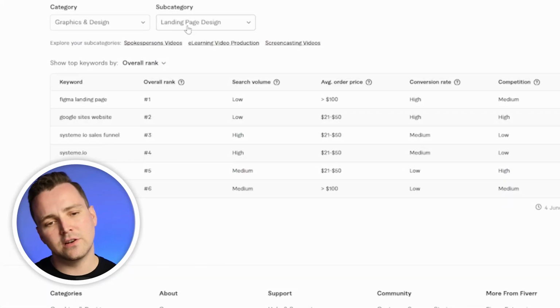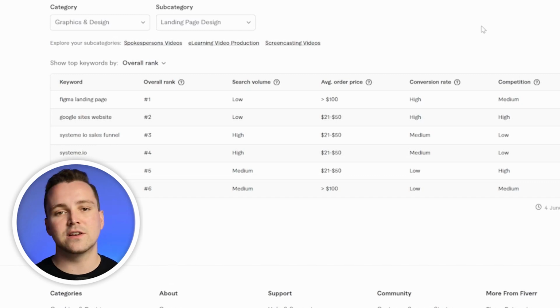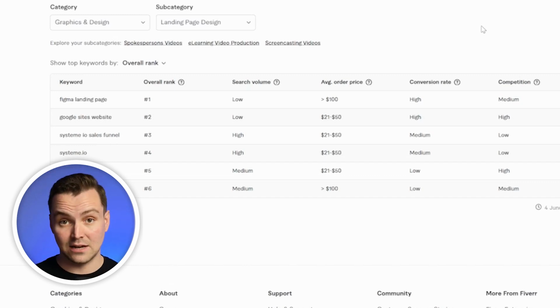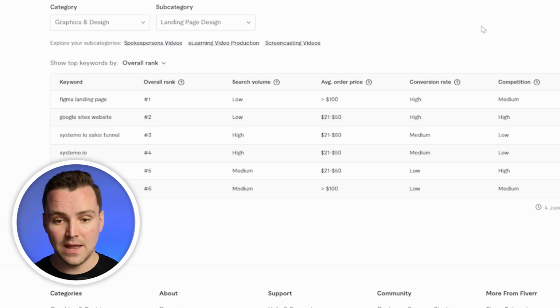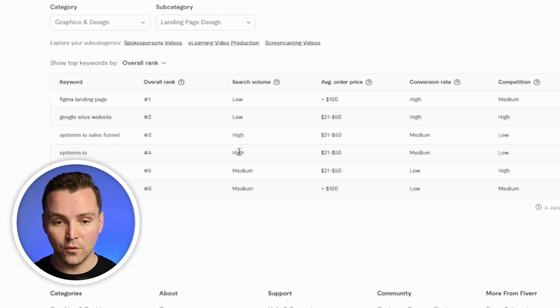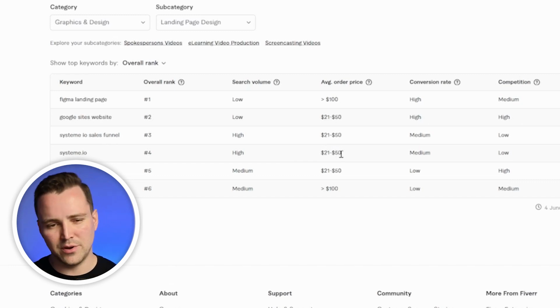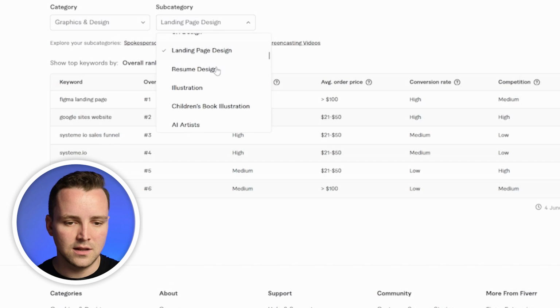Okay, so I've gone ahead and looked at landing page design here. Now, if you're someone that does graphics, does web design, or just understands how to create landing pages, then straight away we can see there's some great opportunities right here. If you are a user of system.io to create landing pages, there's a very high amount of people searching for this service. It has a medium conversion rate as well, and it has low competition. The only thing that strikes me, though, is that the average order value seems pretty low, but there's not a lot of data to go off here. Let's keep moving on here.